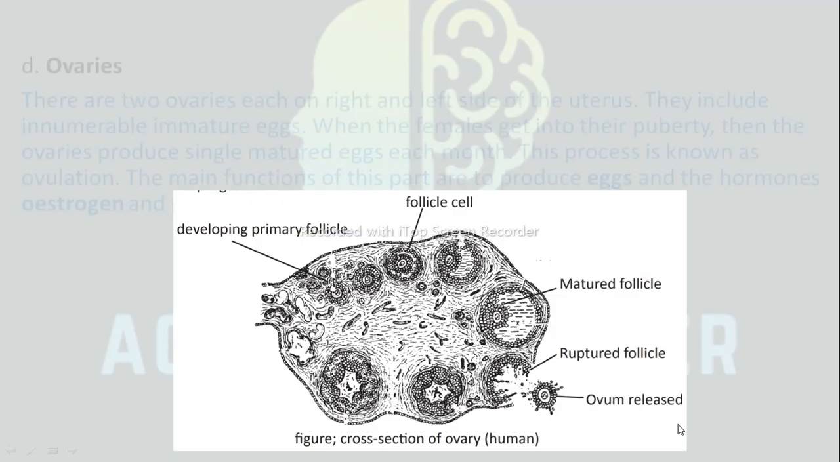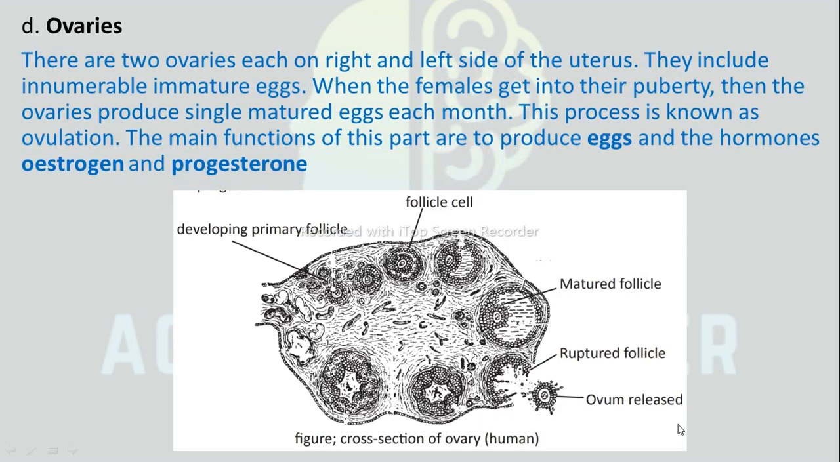Ovaries. There are two ovaries, one on each right and left side of the uterus. They include innumerable immature eggs. When the female gets into puberty, the ovaries produce a single mature egg each month. This process is known as ovulation. The main functions of this part are to produce eggs and the hormones estrogen and progesterone.